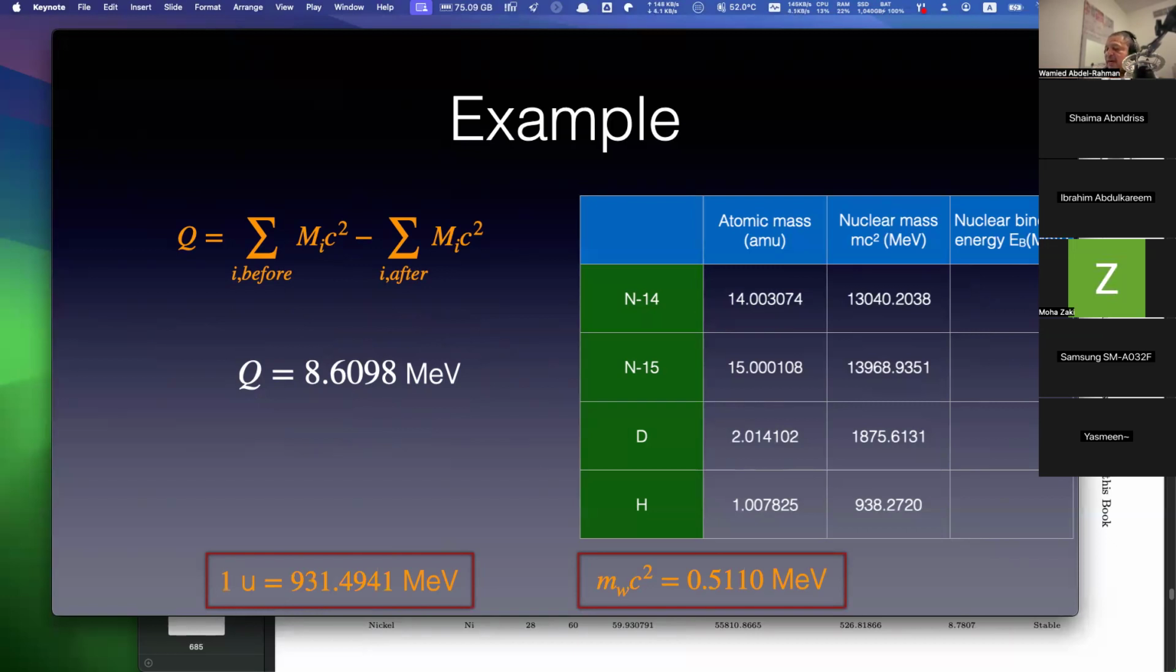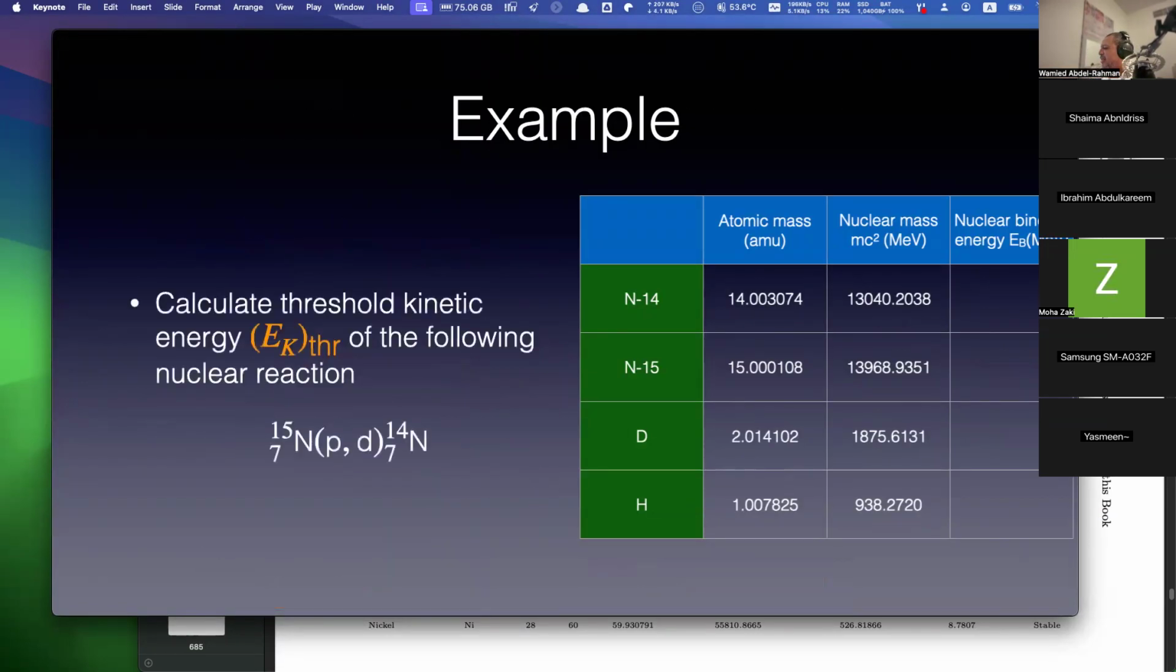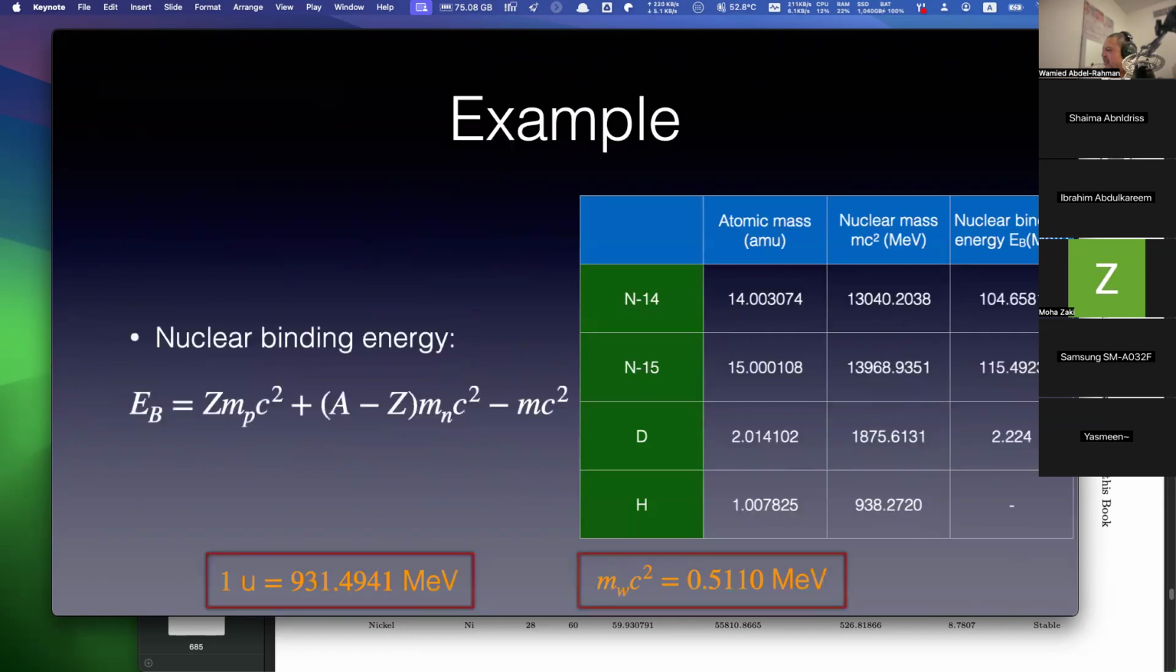But the reverse nuclear reaction is going to be endothermic. My question is, we want to do the reverse interaction: a proton hitting a nitrogen-15, and we get a neutron, nitrogen-14 plus a deuterium particle. This is going to be an endothermic nuclear reaction. Make sense? It's the opposite, it's the reverse. Yes, it makes sense.